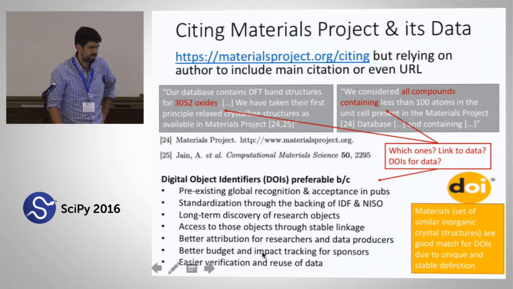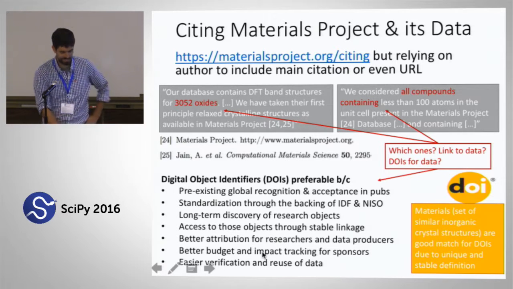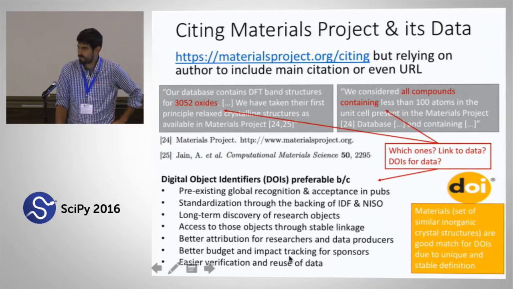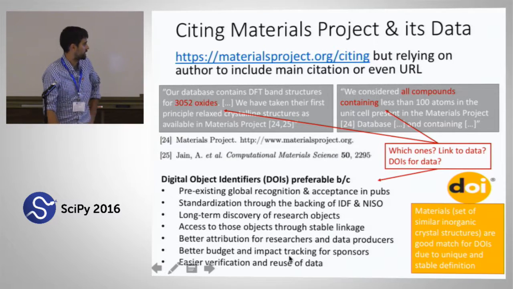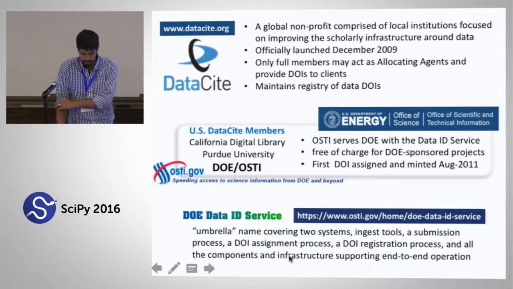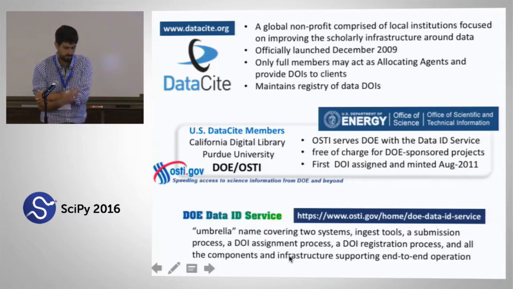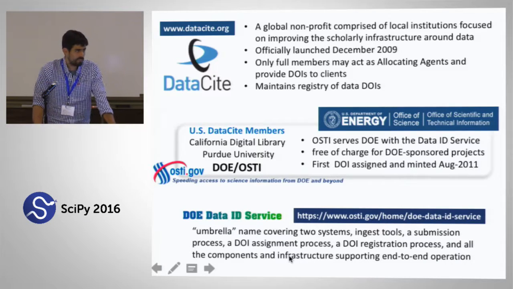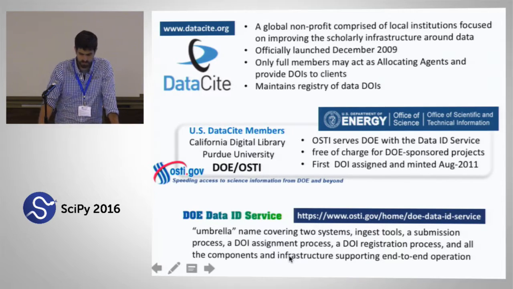And one important part, when you come from the funding perspective, is that it's easier for sponsors to track impact and make a budget based on which data was produced and the DOIs that were available. So for DOE funded projects, there is a way of getting DOIs without going through a big spending of money. There's something called DataCite, which is a global nonprofit that is comprised of local institutions, and they want to improve the scholarly infrastructure of data.